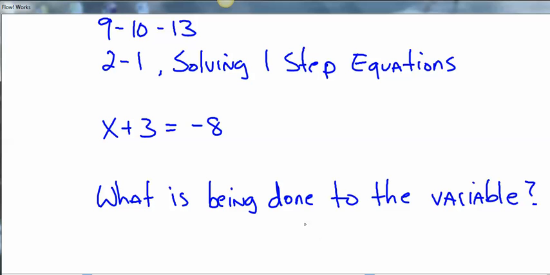Okay, so if we look at this problem, x plus 3 equals negative 8, and we ask ourselves, what is being done to the variable? Well, they're adding 3 to it. Agreed? Alright, so we can say that they are adding 3. Then what we're going to do to solve for x is the opposite of what's being done. So what is the opposite of adding 3, Dan? Subtracting 3. So if they're adding 3 to the variable, we are going to subtract 3.